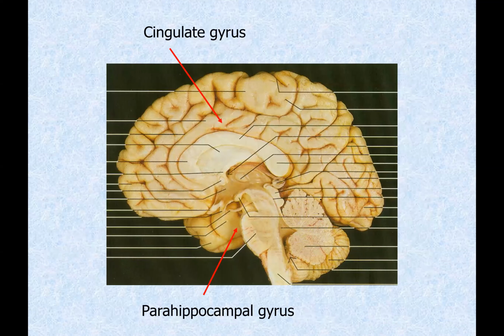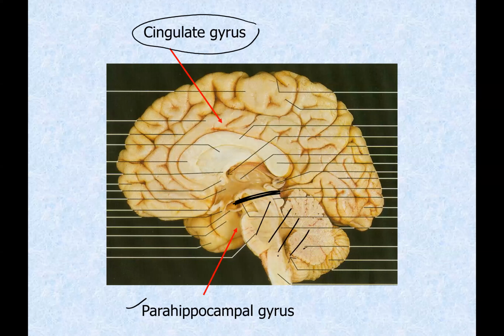On the medial aspect of the brain in this sagittal section, you can identify the cingulate gyrus and the parahippocampal gyrus. To see the parahippocampal gyrus clearly, you have to cut off this part of the brain and remove the brain stem and the cerebellum. Then you can easily see the parahippocampal gyrus lateral to the brain stem. In certain specimens, we cut it off here to show you the parahippocampal gyrus on the temporal lobe.